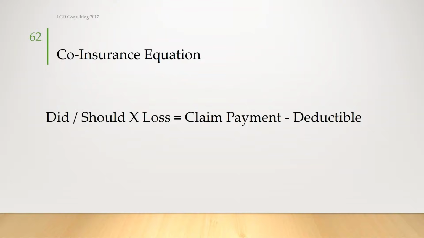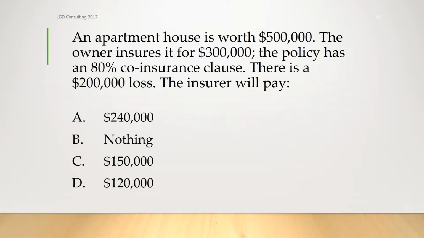Let's jump to the math question. A lot of people hate math. Number one, you do need to know this equation. It could be a test question all by itself. What is the coinsurance equation? It's the amount of insurance you did have divided by the amount of insurance you should have. Now, you take that fraction and you multiply it by the loss. That's going to tell you how much the insurance company will pay on your claim, minus any applicable deductible that the test question will give you. Okay? So let's put this into play.